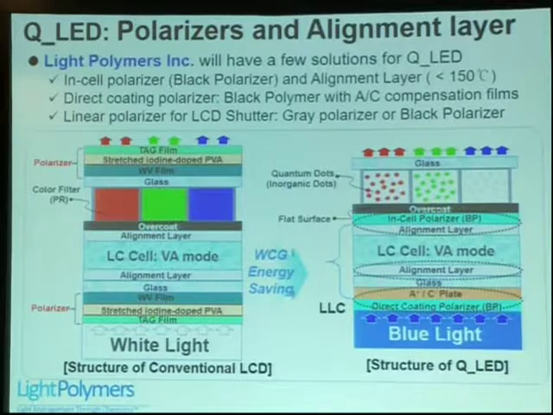And also the alignment layer, because the current process temperature is higher than 220 degrees. This temperature would be too hot for the quantum dot patterning. So the process temperature of the alignment layer should be less than 150 degrees.